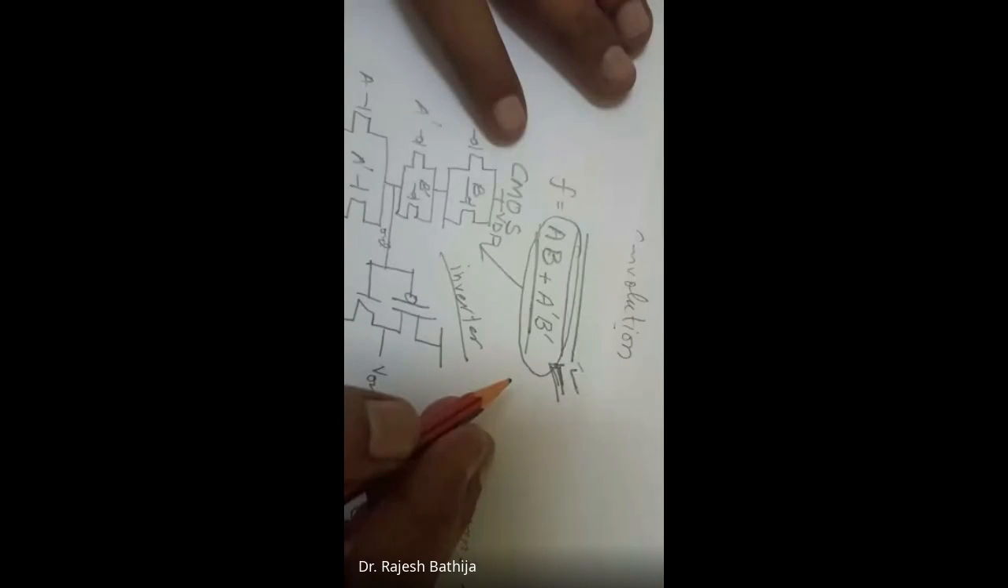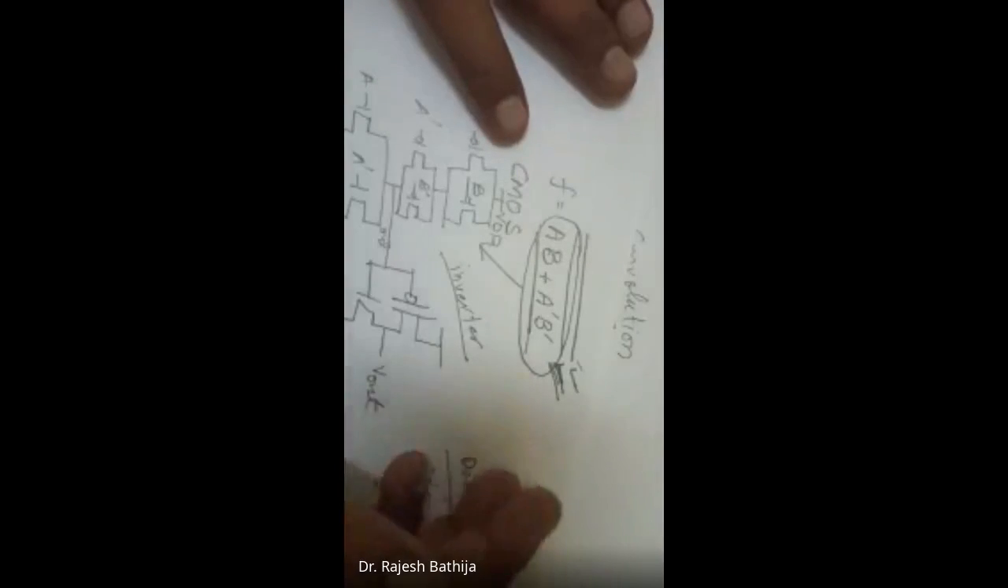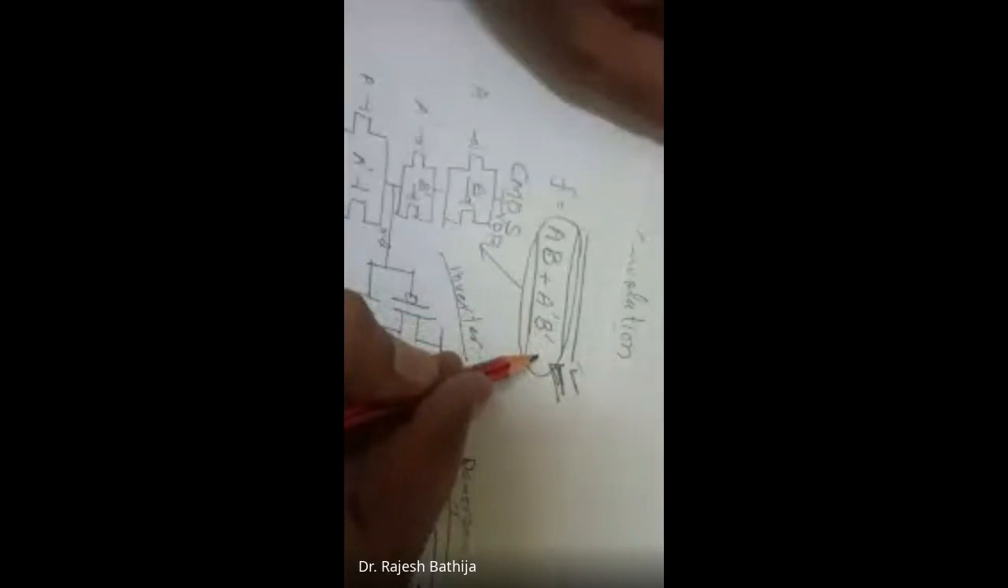Meena ma'am, am I audible to you? Meena ma'am? Yes, sir. AB plus A dash B dash is the Boolean expression of which logic gate? Tell me fast. Meena ma'am, are you there? Meena ma'am? XOR.